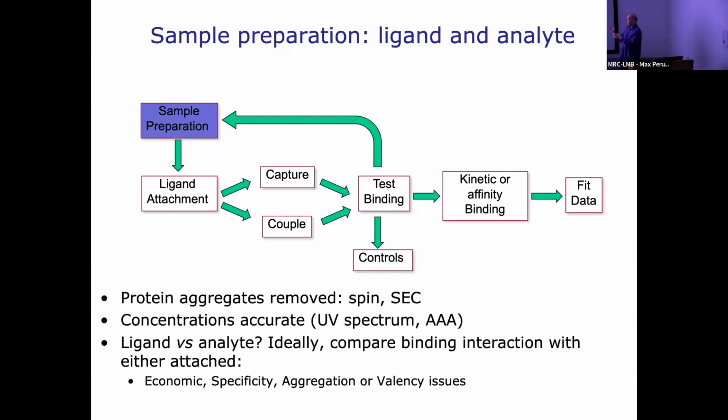So make sure your proteins are nice. You know what the concentrations are. So which way do you do? You've got something on the surface, something flowing across. Which one do you choose? Often it's just a matter of economy. You can't make one partner, or it could be that one aggregates at high concentration, so you can't really get up to that concentration. Or choose where, say, you're attaching something onto the surface. It's multivalent.